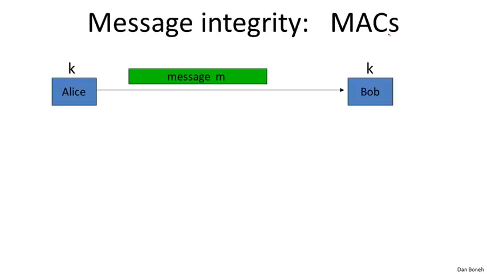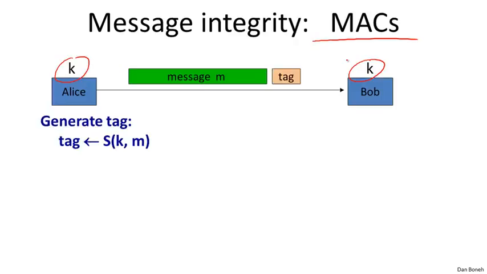So how do we provide message integrity? The basic mechanism is what's called a MAC, a Message Authentication Code. And the way we do it is as follows. So here we have our friends Alice and Bob. They have a shared key K, which is not known to the attacker but known to both of them. And there's a public message M that Alice wants to send to Bob, such that an attacker along the way cannot modify this message on its way to Bob.